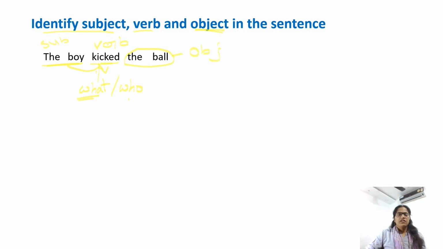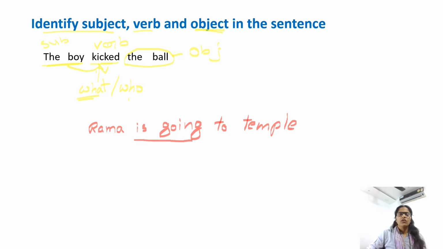Hope you understood. Rama is going to temple. Now let us find out subject, verb and object in this sentence. Okay. Now what is verb here? Is going. Going is verb. Now who is going? Rama. So Rama is subject.